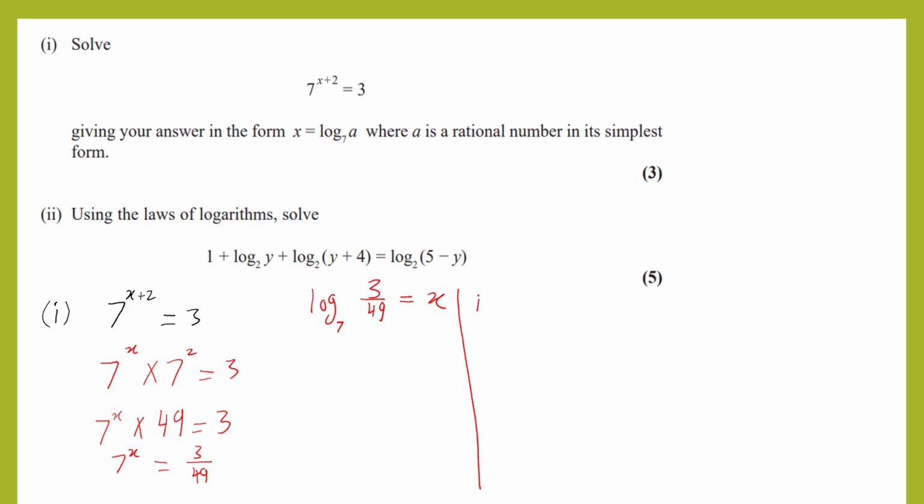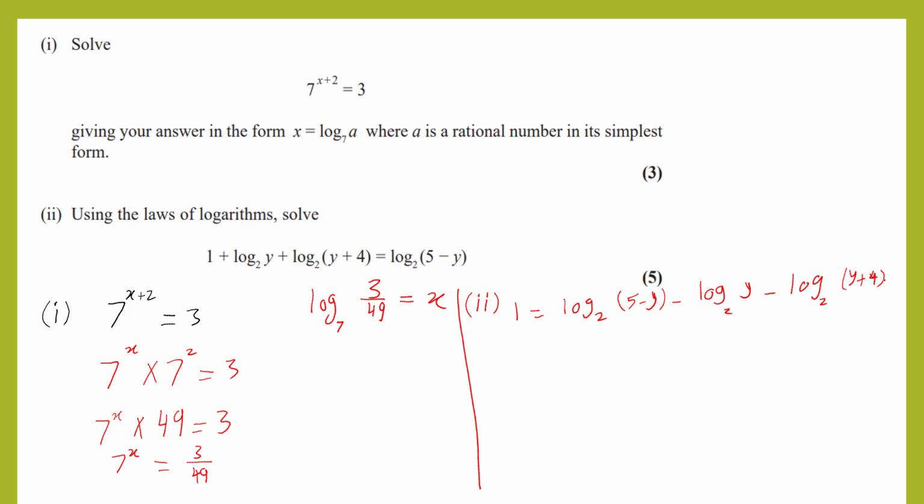In part ii, we need to solve this one. So we have base 2, base 2, and base 2 as well. So we'll keep them all on one side, and we will shift the number to the other side. It can be written as 1 equals log 5 minus y to the base 2, then minus log y to the base 2, then minus log y plus 4 to the base 2.